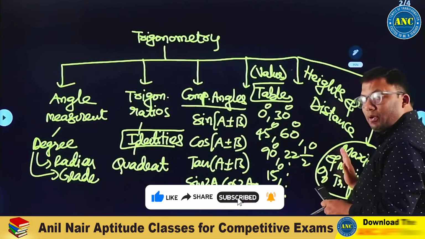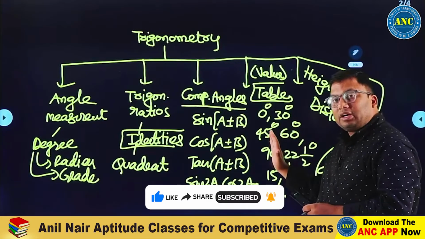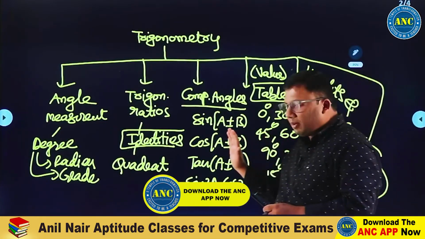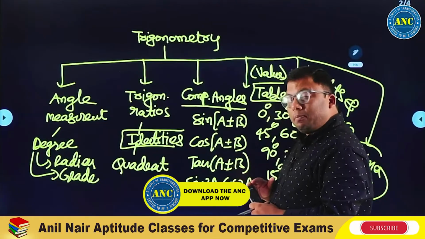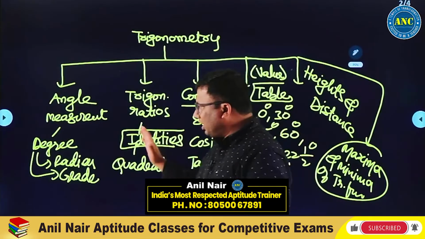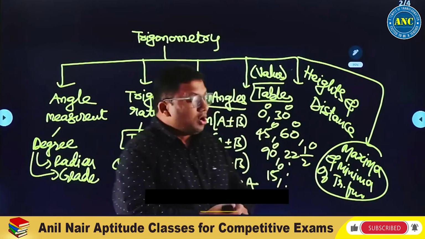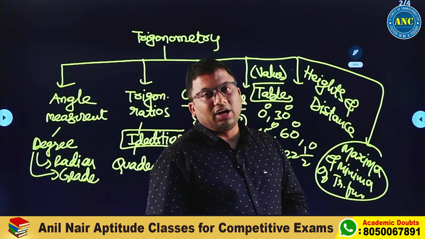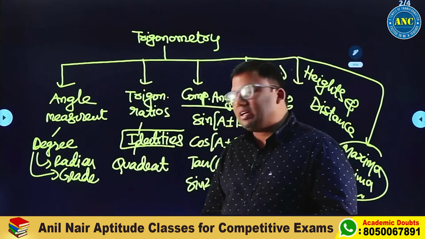7 to 8 important models are there: important angle values, important heights and distance model related problems, important compound angle derivation concepts, important definitions of trigonometric ratios. If you know all these sub branches of trigonometry, then solving trigonometry problems will not be that difficult.